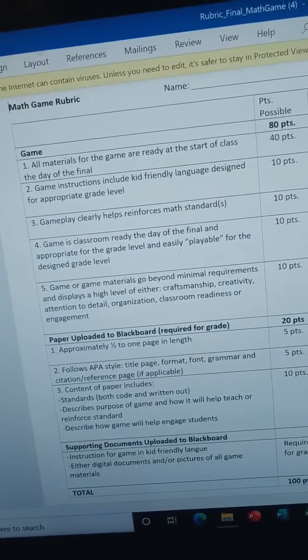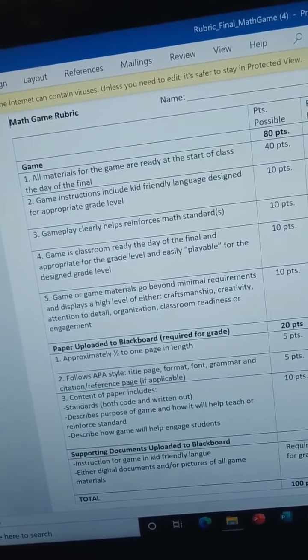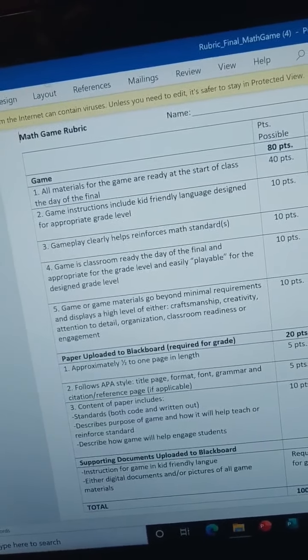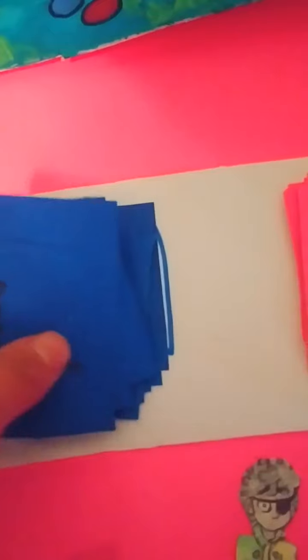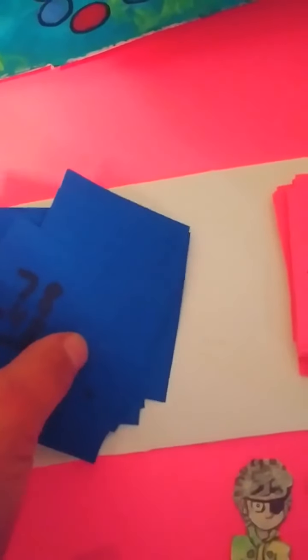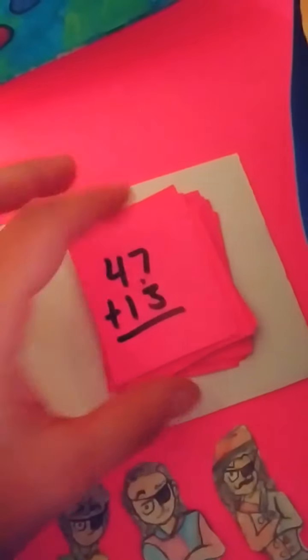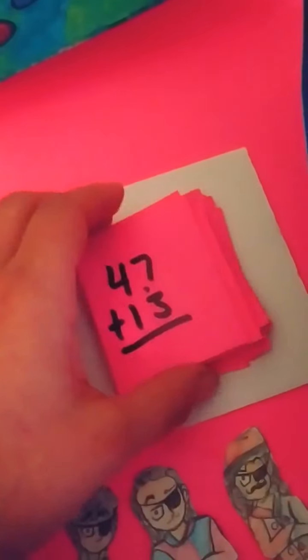So now we're going to go to our third standard, which says, game clearly helps reinforce math standards. So again, my standard is demonstrate fluency within 100 of addition and subtraction. So I just have some addition and subtraction cards that vary. I have some that are with 2-digit numbers, some that are with 1. I have some zeros in here where they have to subtract across zeros. I have some additions that you have to carry the 1. Just a variety that they'll have to be pretty quick at and demonstrate fluency.